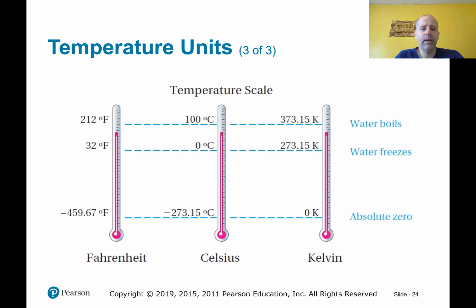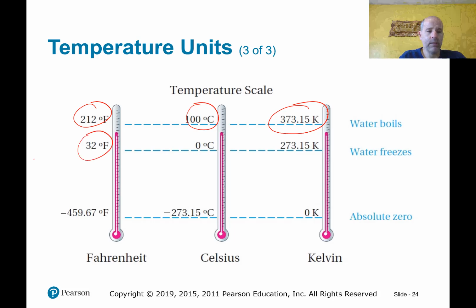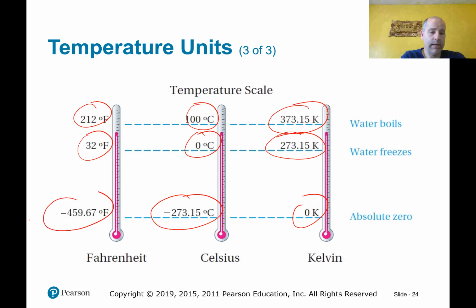So here are the three scales side by side. Notice that 212 degrees Fahrenheit is the same as 100 degrees Celsius or 373.15 Kelvin. And then 32 degrees Fahrenheit is the same as 0 degrees Celsius, which is equal to 273.15 Kelvin. And then 0 Kelvin is the same as negative 273.15 degrees Celsius or negative 459.67 degrees Fahrenheit.